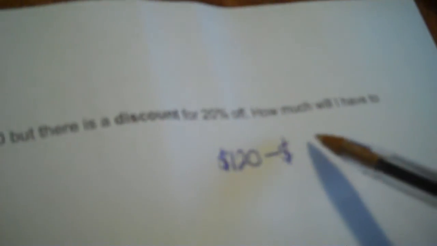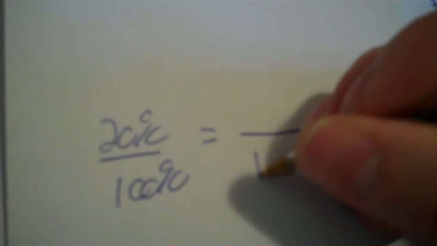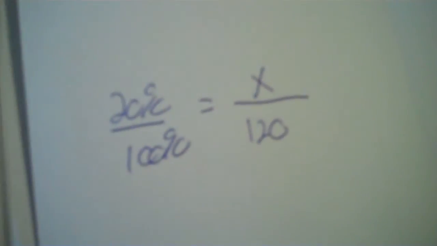Okay, number 20, last problem. A watch normally costs $120, but there's a discount for 20% off. How much will I have to pay for the watch? Take what it costs, and a discount means you minus a dollar amount, but don't put equals yet. You got to find the dollar amount. So you put 100% under the 20%. Okay, so 20% over 100%. And then you put the cost, $120 right there with X above it.